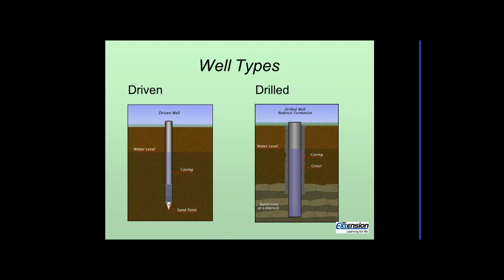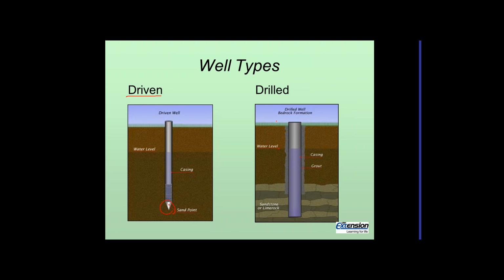So we have a couple different kinds of wells that can be used. On the left here is a driven well. This is commonly called sand points. It's a pipe with a point on it, and we just pound that into the ground. Typically this is used when water is less than 20 feet from the surface, because the pump is going to be above the surface or sitting at ground level, and it's going to have to lift that water out. So about 20 feet is the maximum you can use that type of pump with.